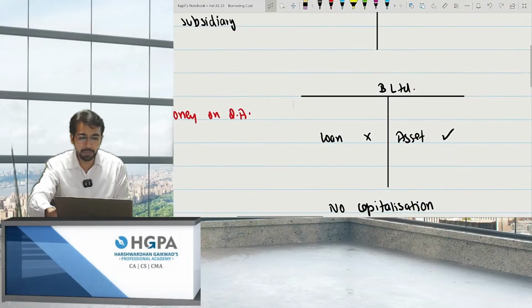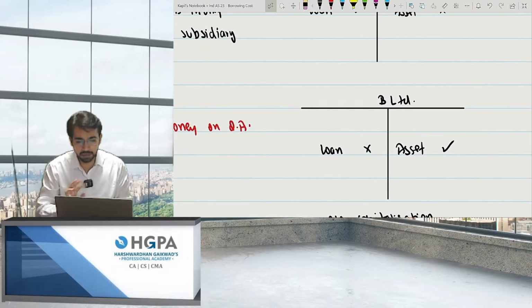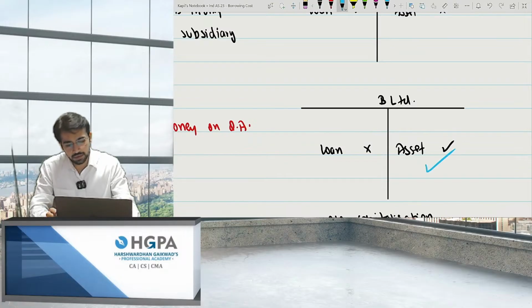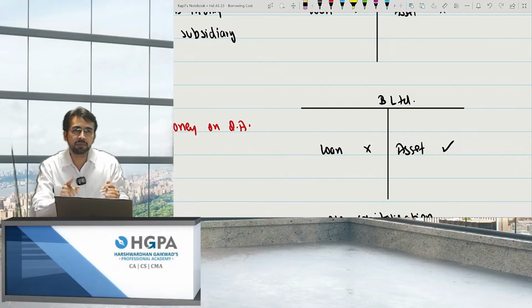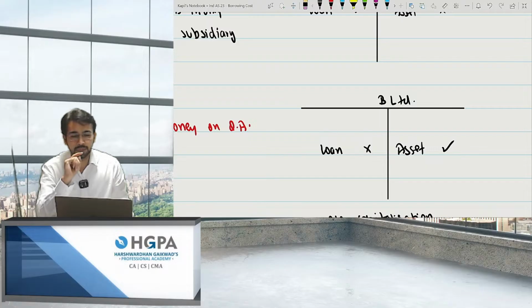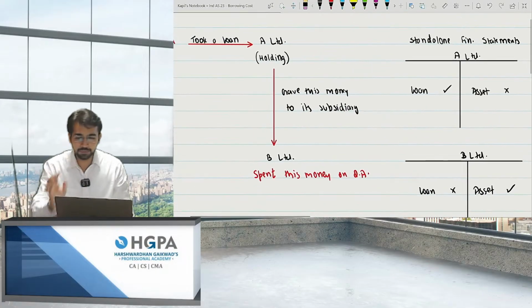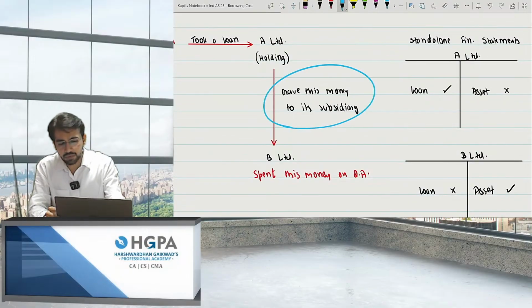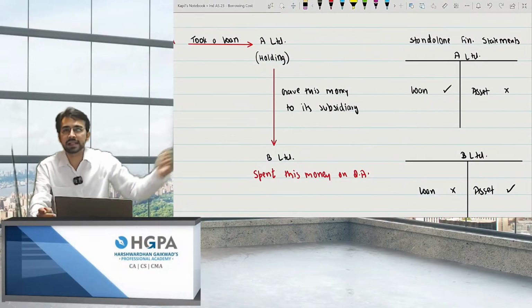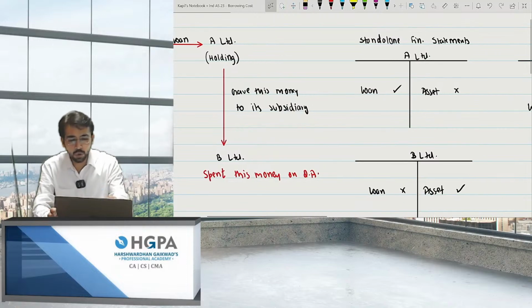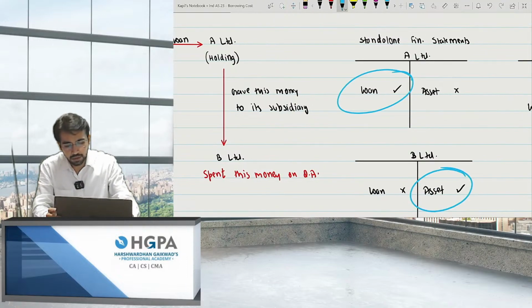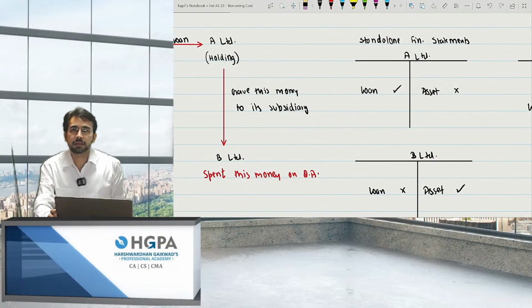Okay. B Limited. Was there an asset? Yes. But was the loan taken by B? The answer is no. It was not taken by B. It was taken by A. Right? So A Limited just gave this money to B to construct the asset. Since the loan is over here and the asset is over here, no one can capitalize this. Capitalization won't be done in the standalone financial statements.